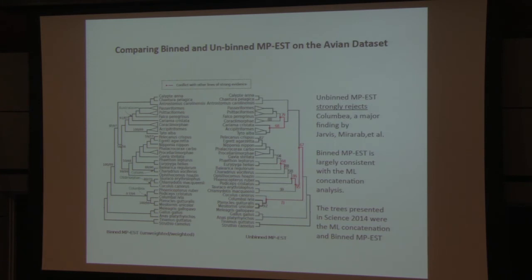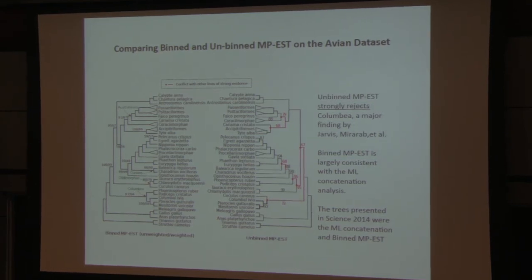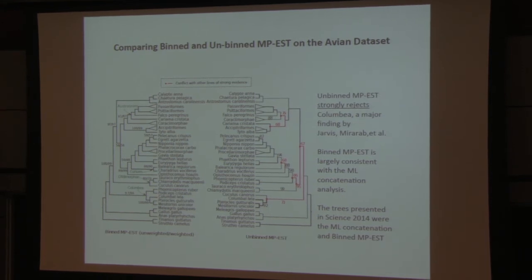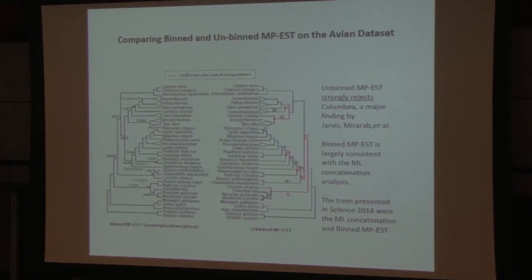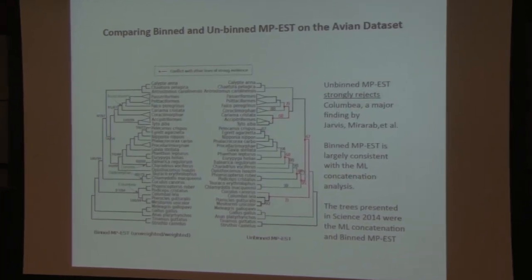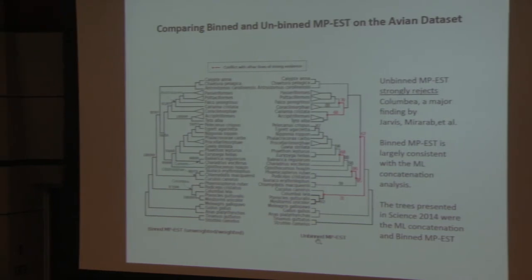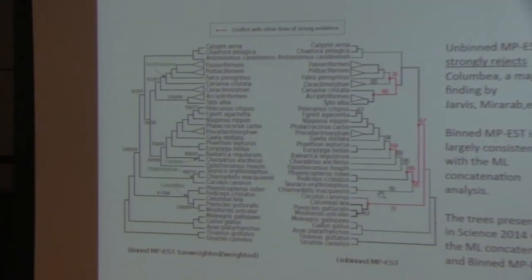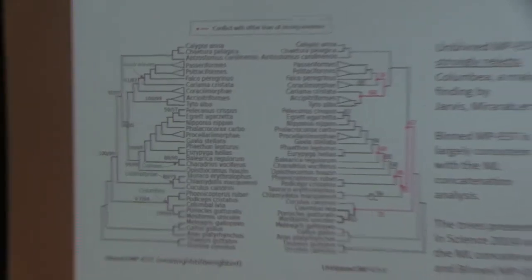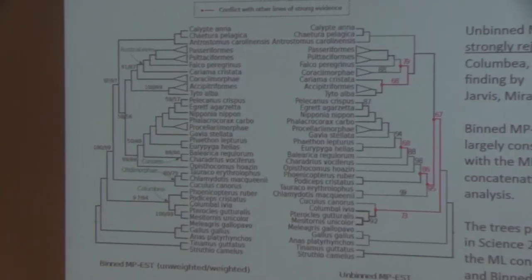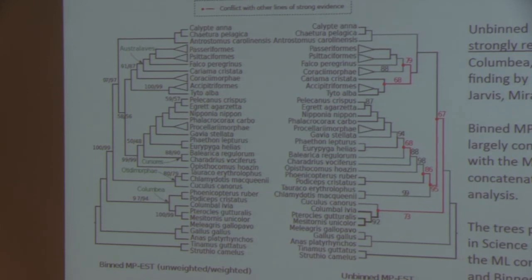Okay, remember I started off by saying that the avian analysis, we had two trees, and we couldn't make sense out of them? These are the two trees. So, more or less the two trees. Everything that's in red is something that conflicted with the concatenation analysis. Everything else is no conflict. So this is what you get when you use binning with MP-EST. This is what you get when you use no binning. If we had put together this one, the unbinned version, we would have gotten a tree that had strong conflict with the concatenation analysis. But by binning, we eliminated the conflict.